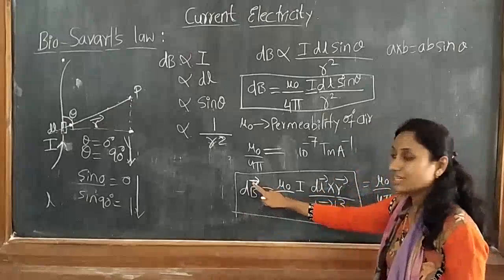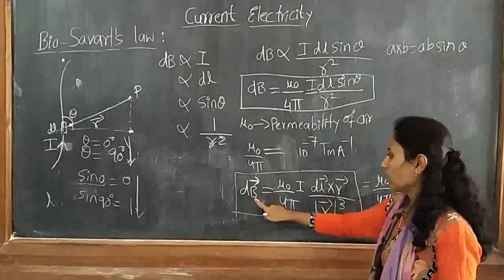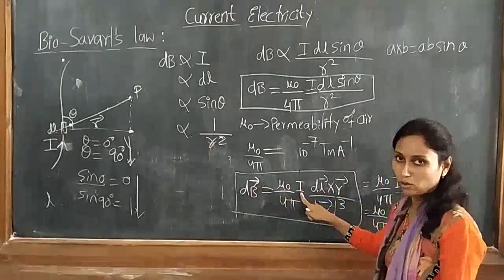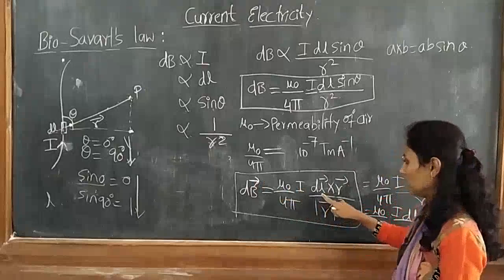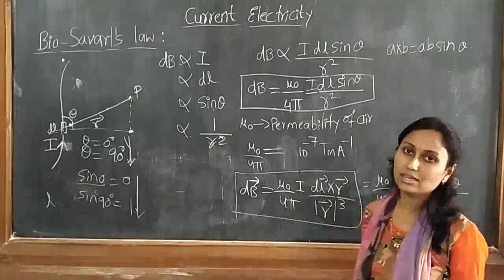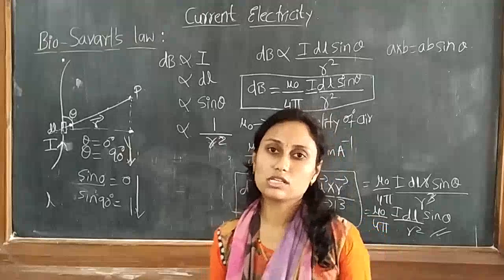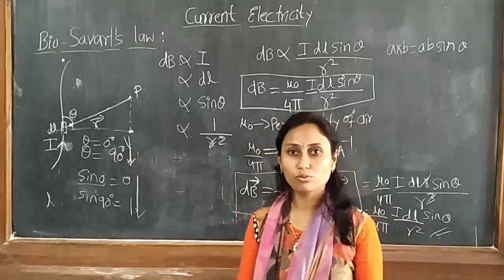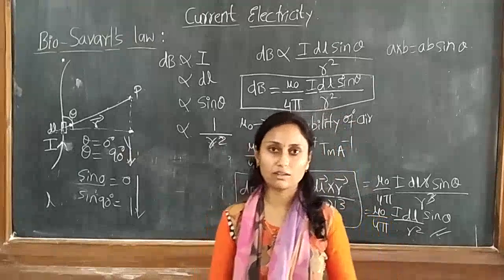In vector form we will write like this. We only show the arrow mark for the vectors. dB is a vector, so we are showing it. I is not a vector quantity, it is a scalar quantity, so we are not showing the arrow mark. Again dl, r and r cube we are having. So this is all about the Biot-Savart law.